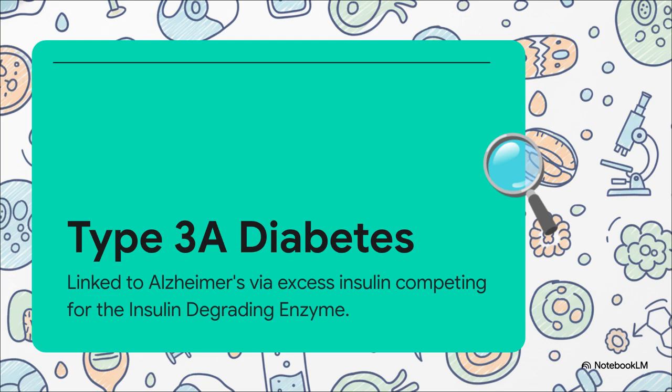The mechanism relies on the insulin-degrading enzyme, which clears both insulin and amyloid beta in the brain. In a state of peripheral insulin resistance, excess insulin floods the system and competitively saturates this enzyme. Consequently, amyloid beta clearance plummets, allowing neurotoxic amyloid plaques to accumulate and drive Alzheimer's pathology. It's a fascinating, albeit scary, shared pathway.